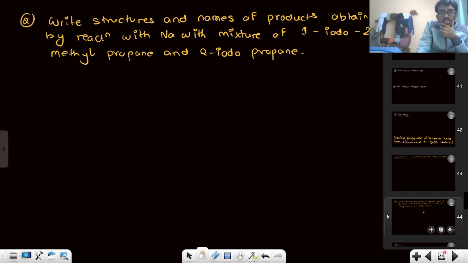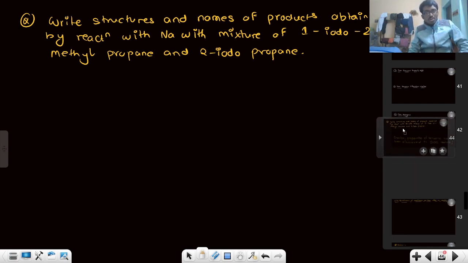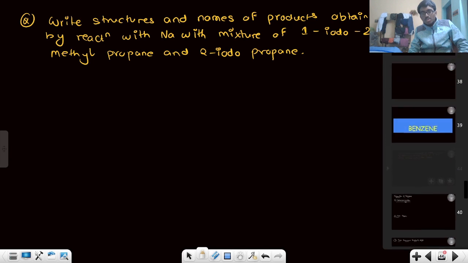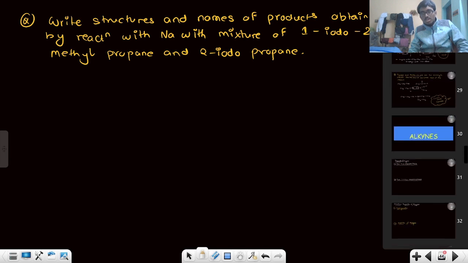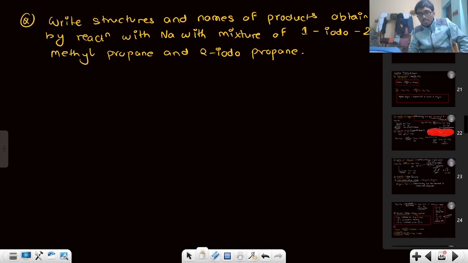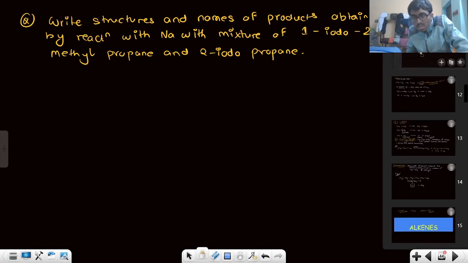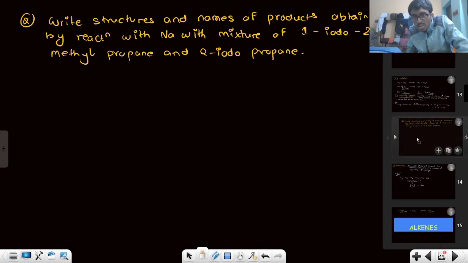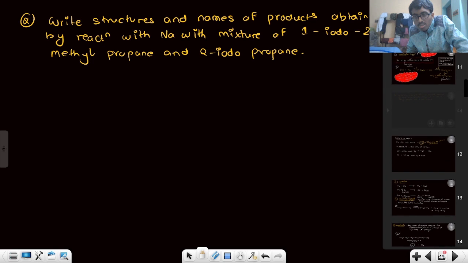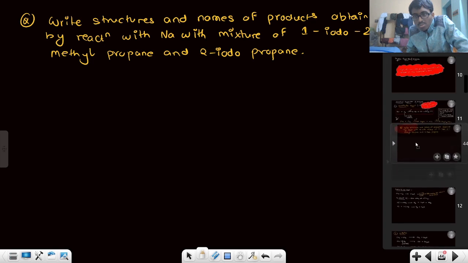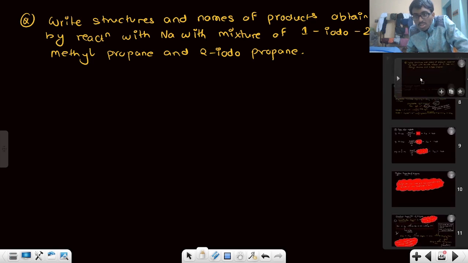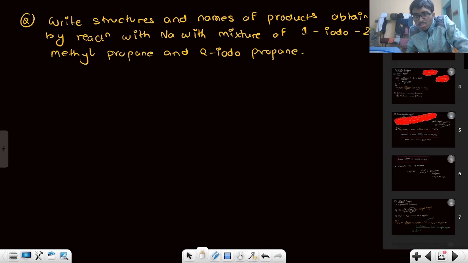Friends, write structure and name of product obtained by reaction of Na with mixture. This is the Wurtz reaction question. Fine, let's do this. This question is actually from Alkane. We did not do it. The Wurtz reaction question has been asked from Alkane. Wurtz reaction, the first reaction. Decarboxylation. No.